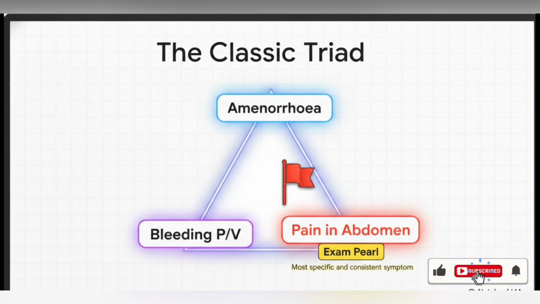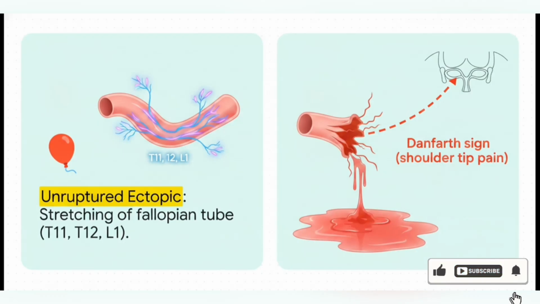Among these three, abdominal pain is by far your biggest red flag. It is the most specific and most consistent symptom you'll see. It's usually localized to the lower abdomen, it's unilateral, and it can feel either sharp or dull. Agar koi bhi female of reproductive age ER mein aati hai with this triad, ectopic should immediately be your top differential. And this brilliantly illustrates how the pathophysiology of that pain changes as the condition worsens.